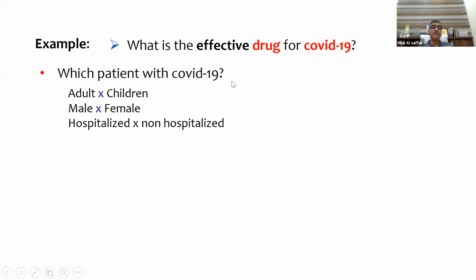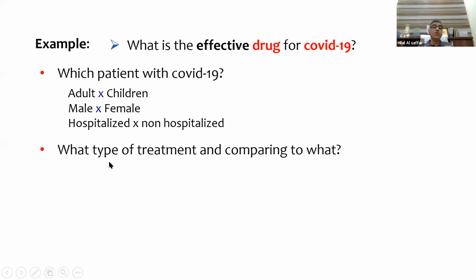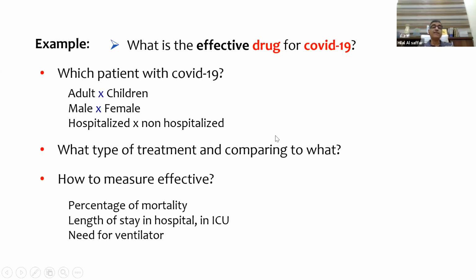For example, adult, children, male, female, hospitalized, non-hospitalized, patients with comorbidities or without comorbidities, etc. What type of treatment will I give to this patient, and comparing to what? Shall I compare it to the usual treatment? Shall I compare it with no treatment? Even the word effective: when we say effective, how can you measure effective? For example, by reducing mortality, or by reducing the length of stay in hospital, or the length of stay in ICU, or the need for ventilation.